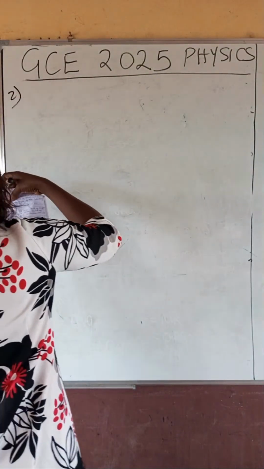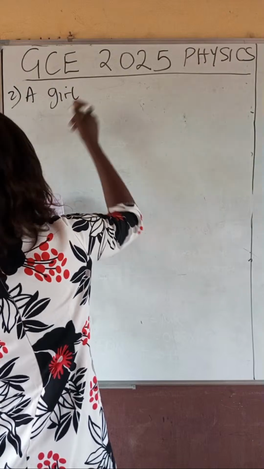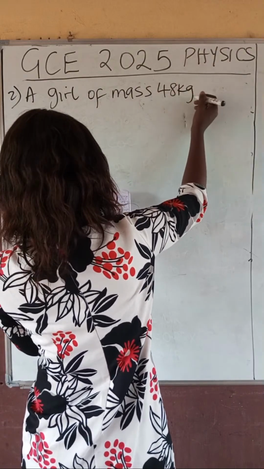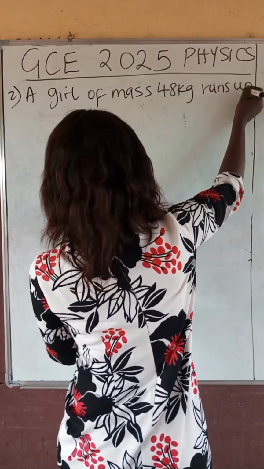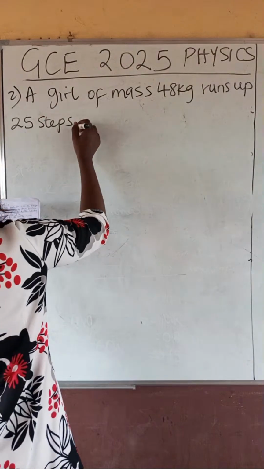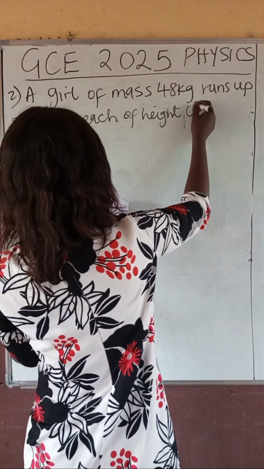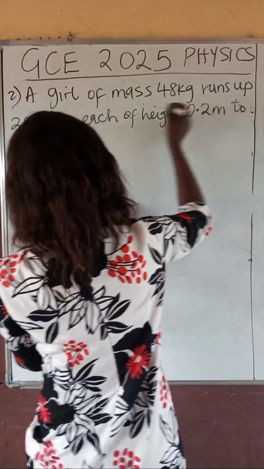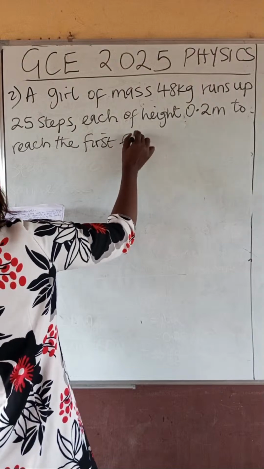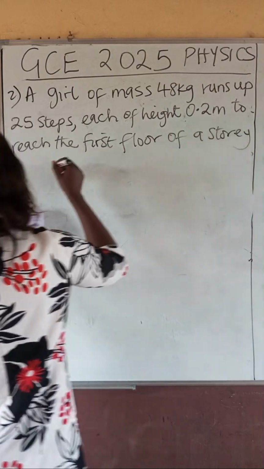Okay, let me tell you, this should be number 2. A girl of mass 48 kilogram rose up 25 steps, each of height 0.2 meters, to reach the first floor of a story building.